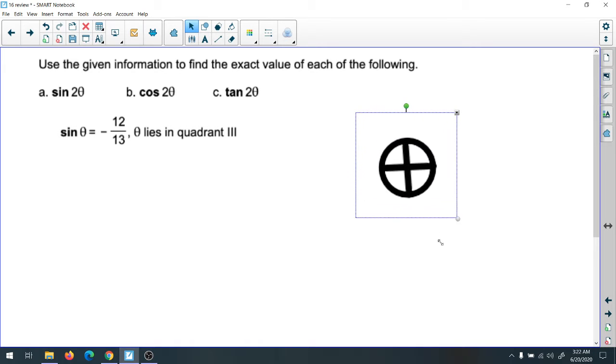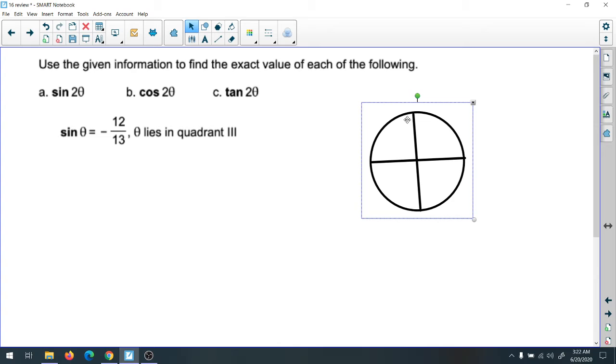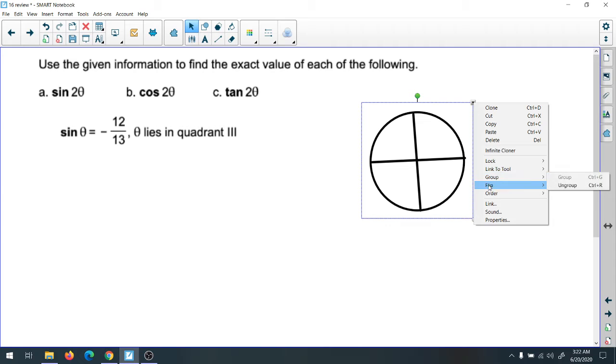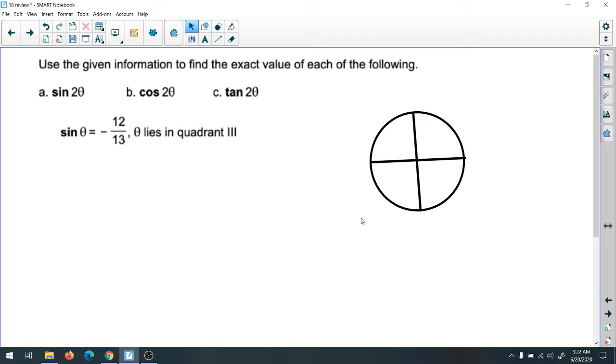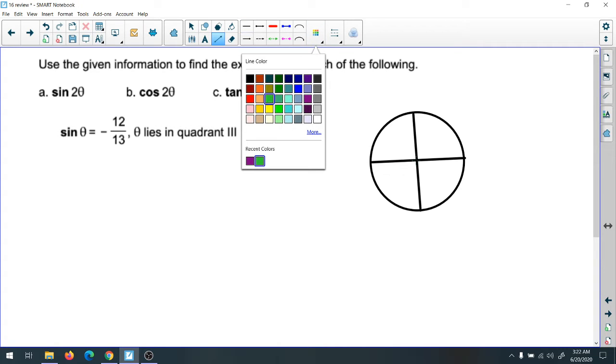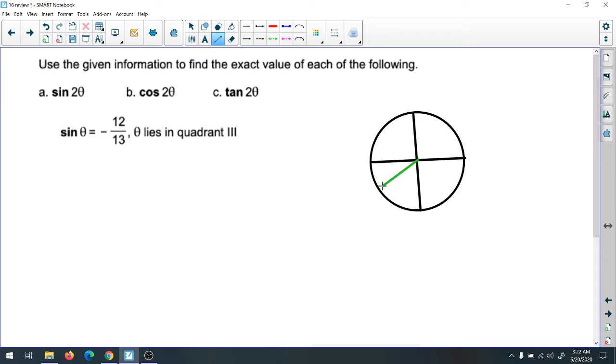So important, that's what I see. Very important to draw the unit circle. Very important. Draw the unit circle. Let me lock it here. And we're going to draw this angle, sine theta in the third quadrant. So that means we have an angle here, and another line segment here.